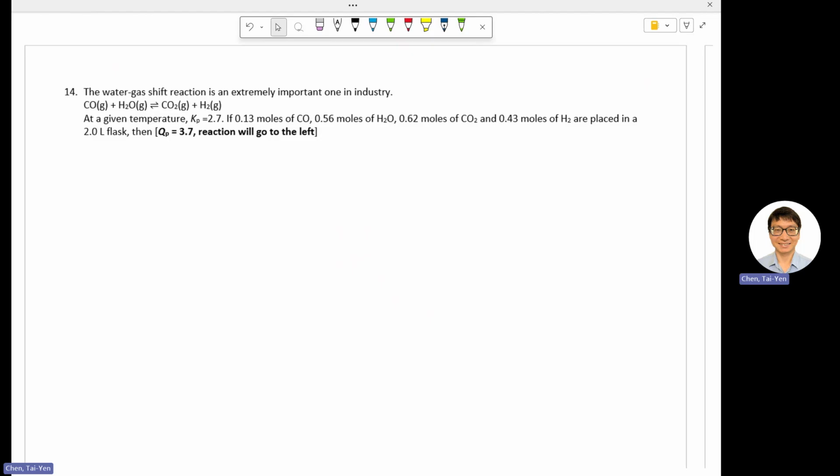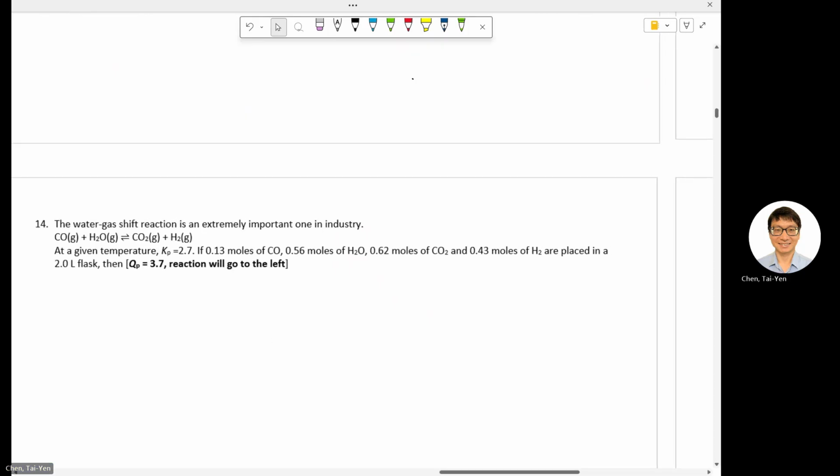So it's a very standard type of question. You want to compare the Q and K. It's actually very simple. You only have two situations. If your Q is larger than K, which side will the direction move to, reactant side or product side? Reactant side. Your Q is your current status, and K is equilibrium. If Q is larger than K, it means you have too much product compared to the equilibrium. Therefore, it will move to the reactant side.